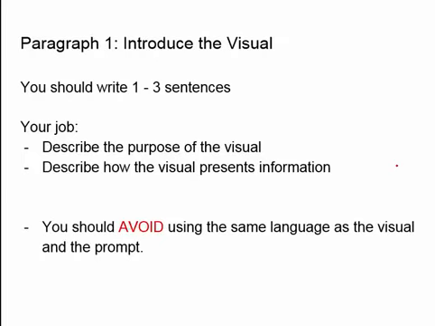All right, so let's talk about each of these sections and how to do well. So for your first paragraph where you introduce the visual, you'll need to write 1 to 3 sentences. Usually 2 or 3 sentences is about the right length. What you need to try to do is describe the purpose of the visual. You just need to say what this visual is trying to show. You also need to describe how the visual presents information, and I'll show you an example of that in a moment. What you should avoid doing is using the same language as the prompt.